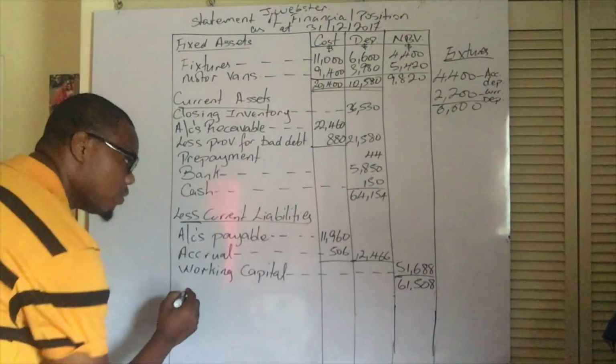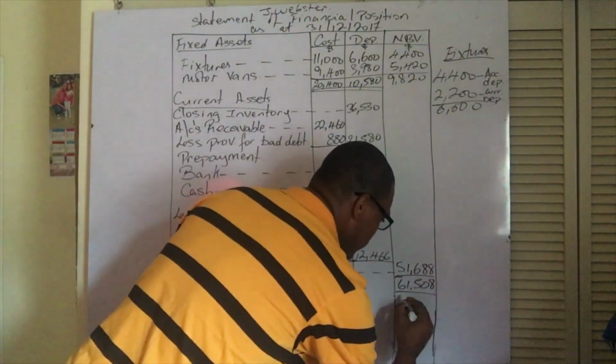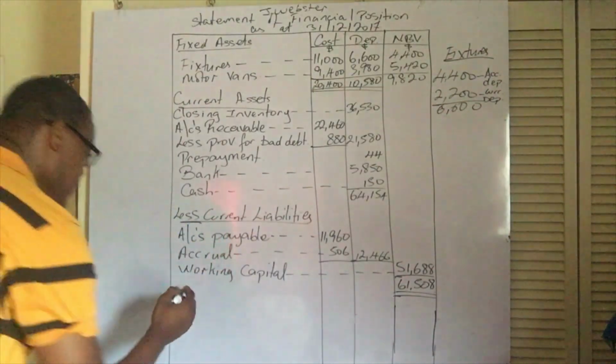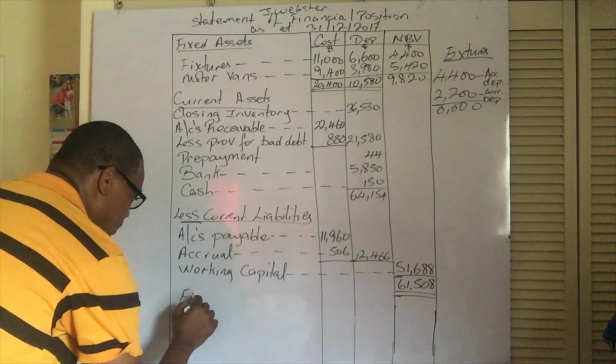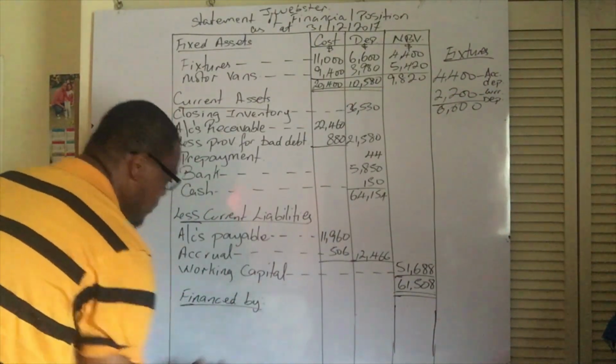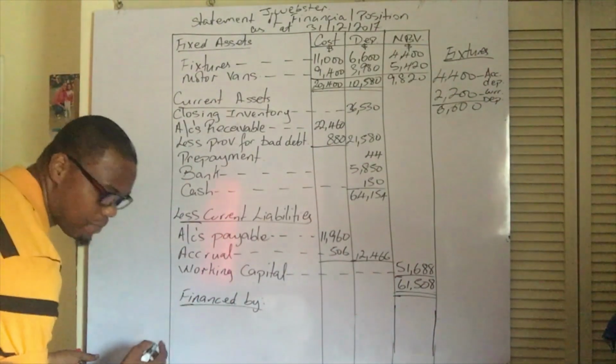All right. So we move on to the next heading. When you reach right here, you basically finish. It's easy from here on in. So you move to finance by. This section really shows how your business is financed, right? The business is financed by capital.